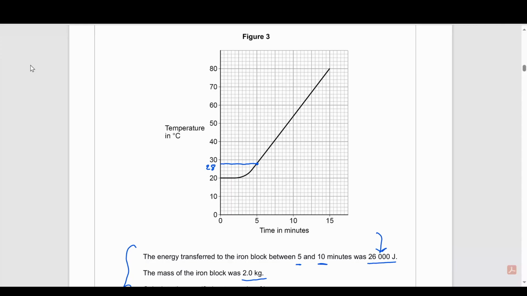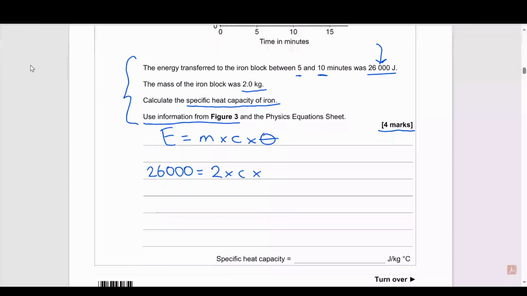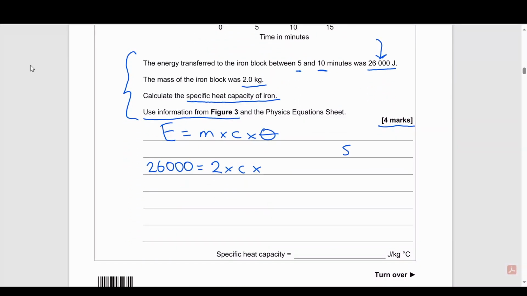And then finding 10 minutes, that would then be a reading of 54 degrees. So what that means is that we can subtract them and find the difference, 54 minus 28, and we know that will be 26, and that will be our temperature change.